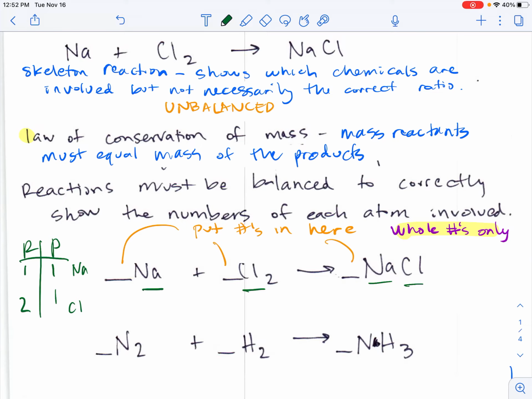And really, in this case, there's only one place to start, because you can see I've only got 1 sodium there, and I've got 1 sodium there, so I'm not going to start there. Instead, I'm going to start at chlorine, which I have 2 there, and I only have 1 here. So I'm going to put a 2 in front.